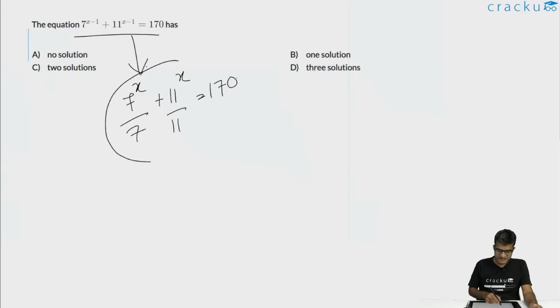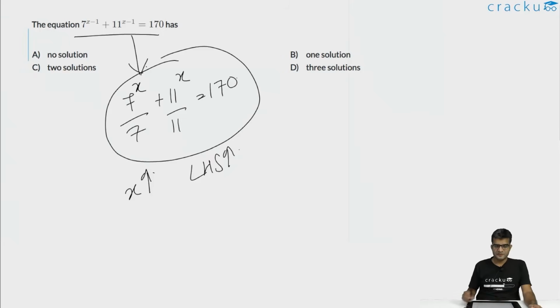One thing you should notice is as x is increasing, the left hand side increases. Because as x increases, 7 to the power x increases, 11 to the power x increases. As x increases, the left hand side increases. As x decreases, the left hand side also decreases.